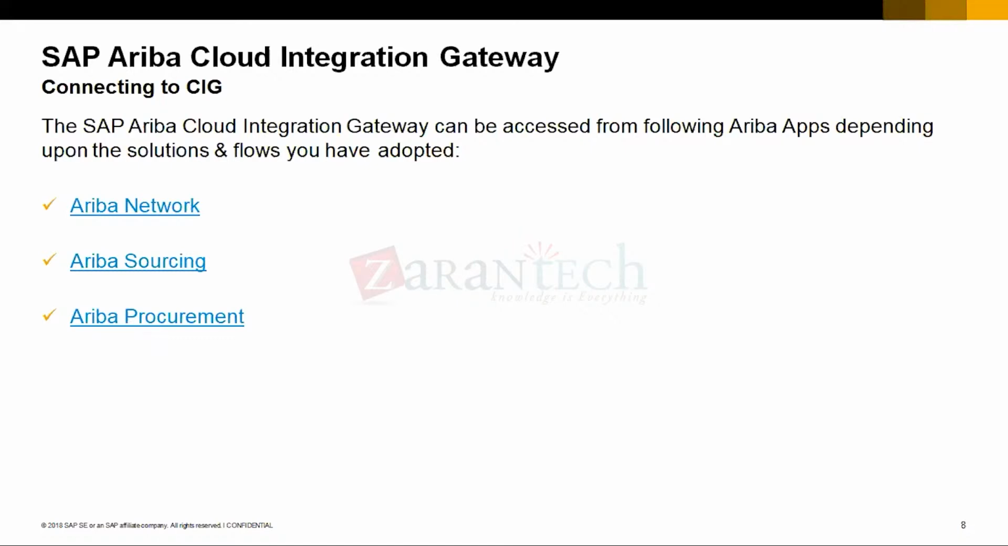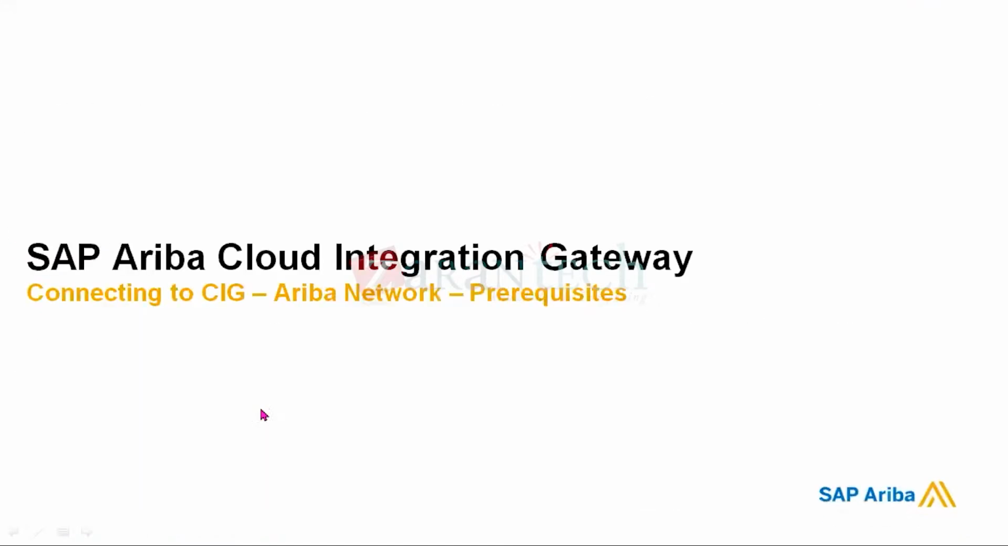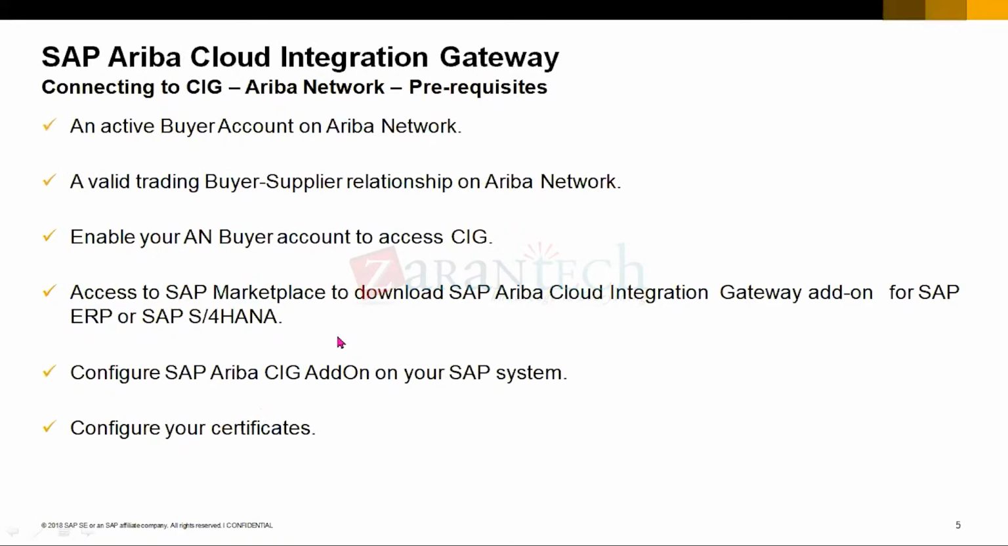Okay. So let's talk about how we have to do this activity and what activity we have to actually perform in these cases. Here some prerequisites are given before enabling the cloud integration gateway component for our customer. We should have prerequisites like an active buyer account on the Ariba network. That means your license should be in active status. It's not possible if your license is inactive and you are requesting the SAP Ariba shared service team to enable the CIG.